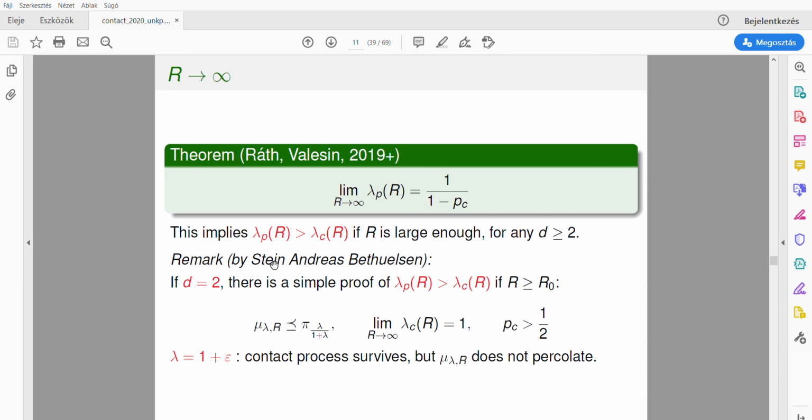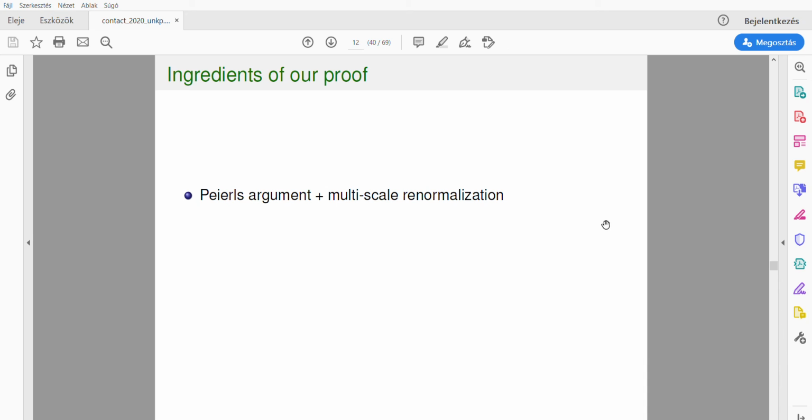But this only works when the dimension is 2. So if the dimension is 3 or higher, then p_c is already less than 1/2. Plus, our result with Daniel is much more precise because it gives the asymptotic value of the critical percolation threshold as the infection radius goes to infinity. So here are a couple of words about the proof of our result with Daniel.